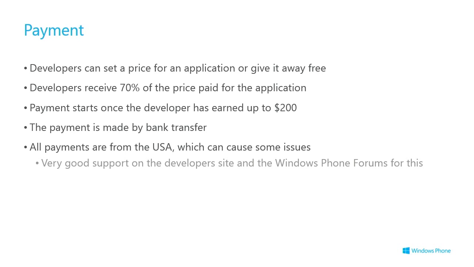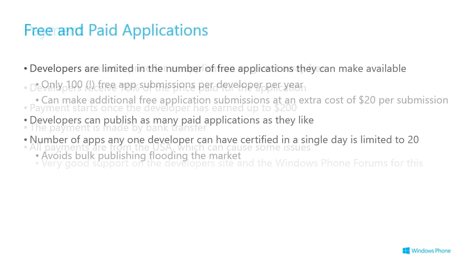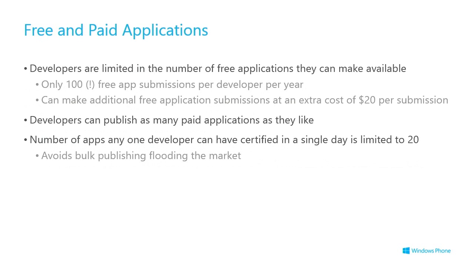Once you have earned $200 or more, you will start receiving payments from Microsoft, and the payments are made by bank transfer. You can submit in your annual, it's a year, so you have to pay $99 per year. You can submit any number of paid applications in that year. You are limited in the number of free app submissions, and these are submissions, not actual published apps.